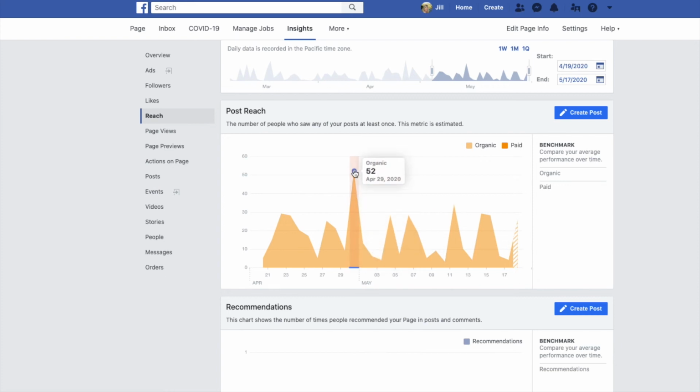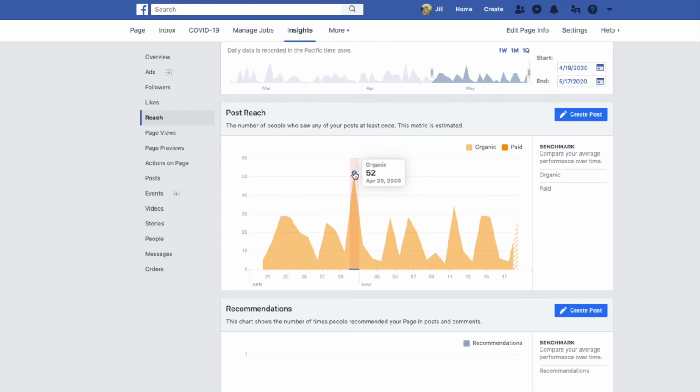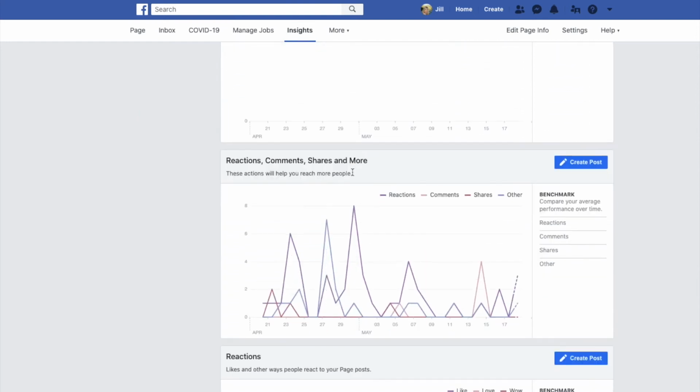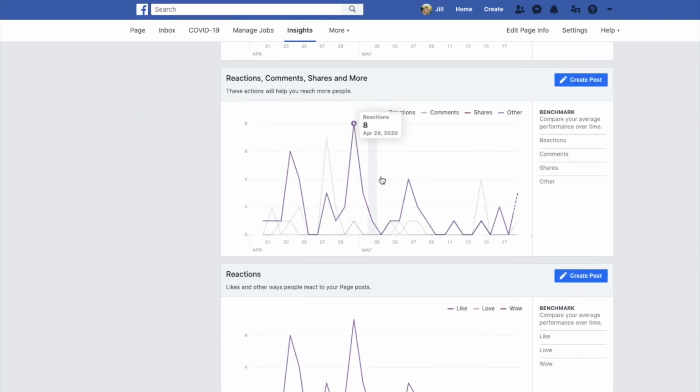But you can see on April 29th, my organic reach, meaning just posting and not paying for an ad, was 52 people. So again, did they see it or interact or care? We don't really know, but it does give you some indication. The other things you want to look at are things like reactions, shares, comments. And what this can tell you is what days your posts are doing the best. Oh, look, this looks like it was April 30th, May 1st. Oh, here we go. I'm sorry, April 29th. So that was a good day for me.